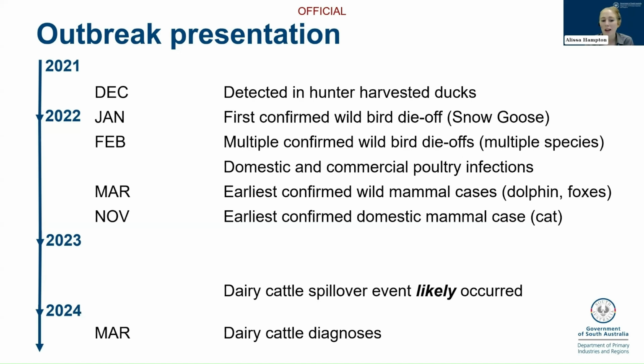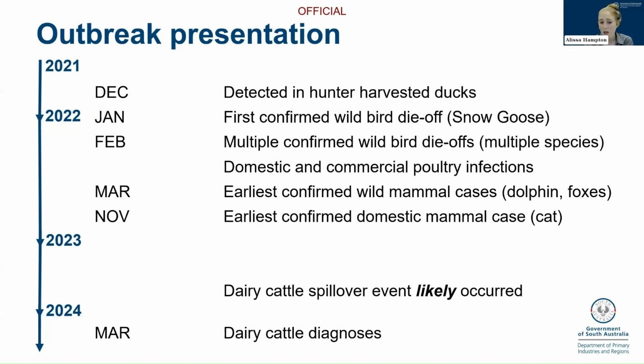And then in April, there were multiple red foxes affected. And the first confirmed domestic mammal case, which was a domestic cat, was in November, so a few months later. But this was actually, again, retrospectively identified, not until this year, with other possible sporadic cases of mammals in between that as well, and domestic mammals as well.